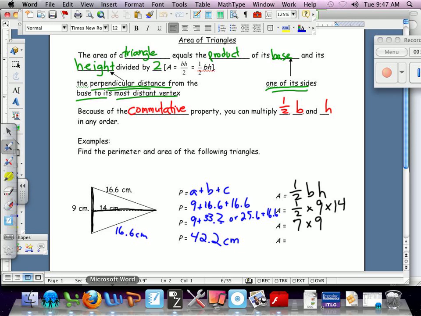And 7 times 9 is a whole lot easier to figure out, especially if you know your math facts, than 4.5 times 14. Because who can tell me what 7 times 9 is? Yes, sir. 63. And what's my units going to be? What are my units for this problem? Centimeters squared. Because remember, it's how many squares would fit inside that triangle.